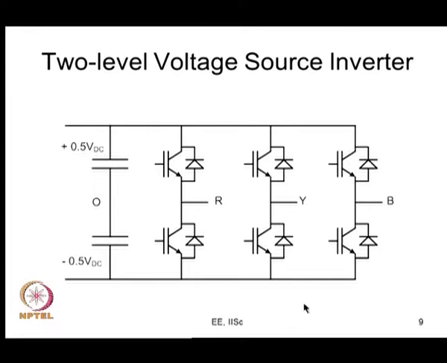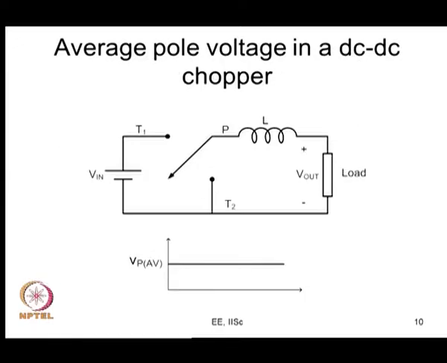So, these are the various 3-phase voltages. The same 3-phase voltages can actually be represented in terms of the pole voltages or the line to line voltages or the line to neutral voltage applied on that now. So, to recap, let us go to a DC-DC chopper.